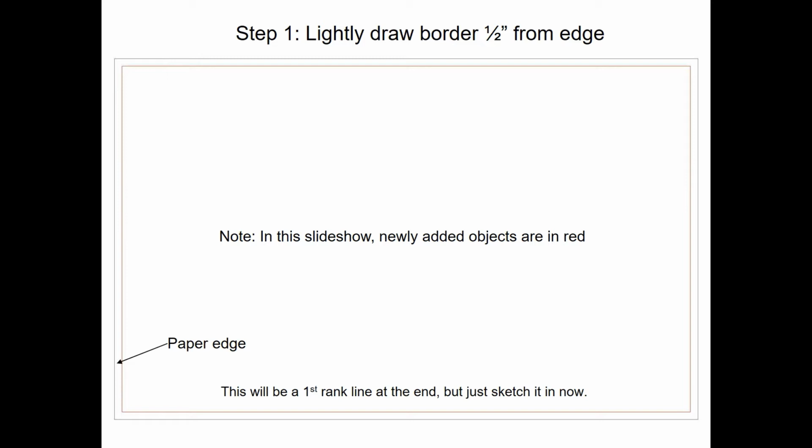Now, if you can see through to the border on your paper or the theater outline, the next slide here, you don't need to do these first couple of steps if you can clearly see through it.